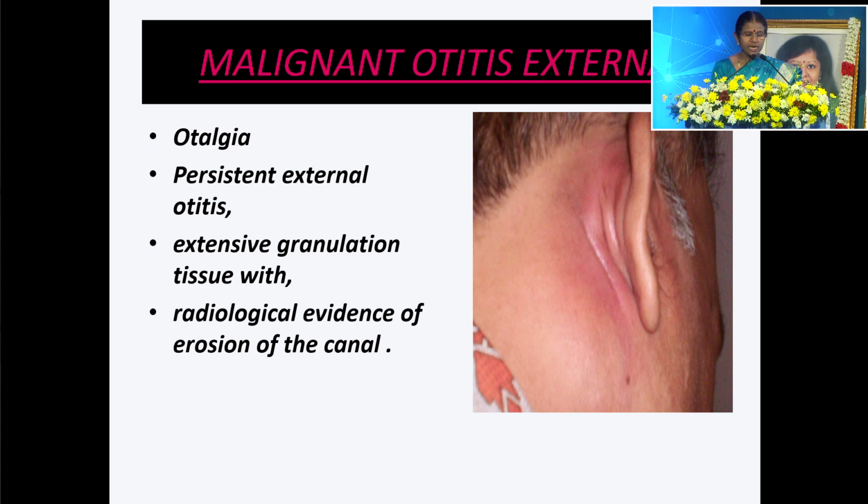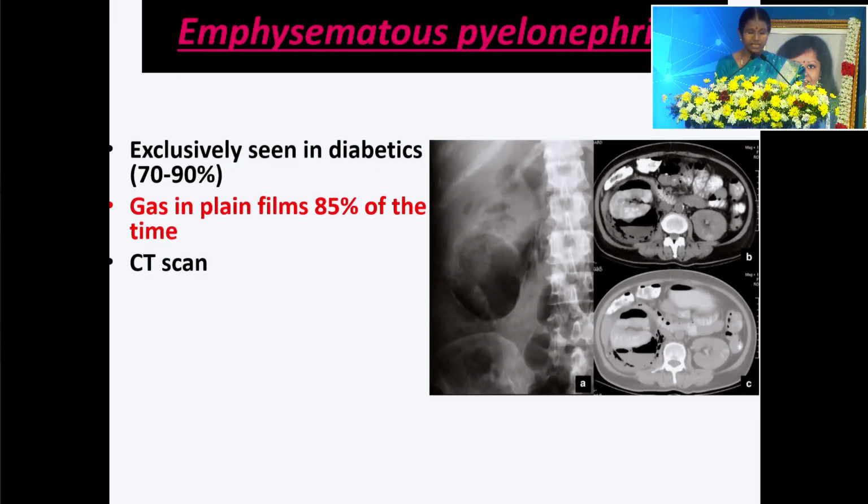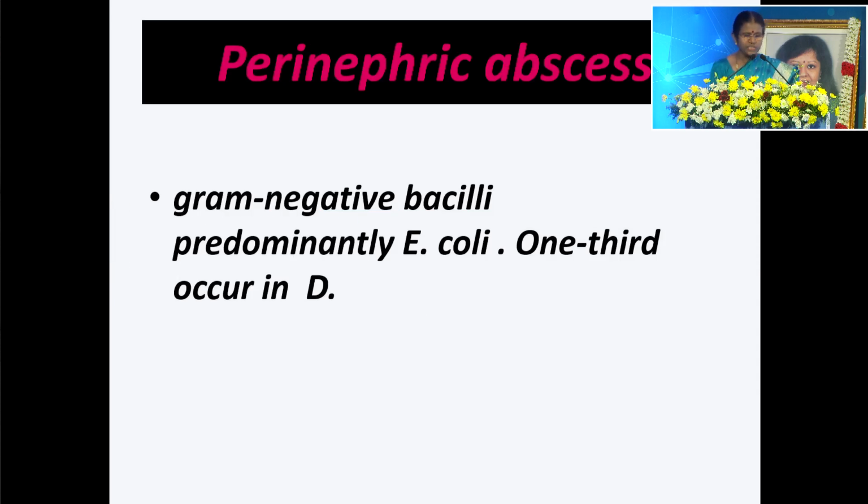Coming to malignant otitis externa, there is otalgia, persistent external otitis, and extensive granulation tissue with radiological evidence of erosion of the canal. And emphysematous pyelonephritis, of course, more than almost 90% is associated with diabetic patients. There is gas on the X-ray or CT; you can find it easily.